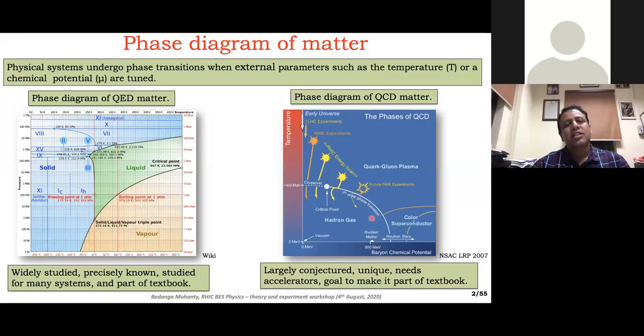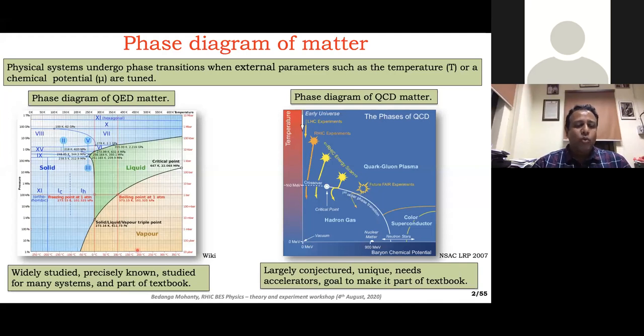A phase diagram of matter depicts phases and phase transitions, which take place when you change an external parameter, such as a temperature or a pressure or a chemical potential. The one on the left-hand side is the phase diagram of water. Pressure is plotted as a function of temperature.